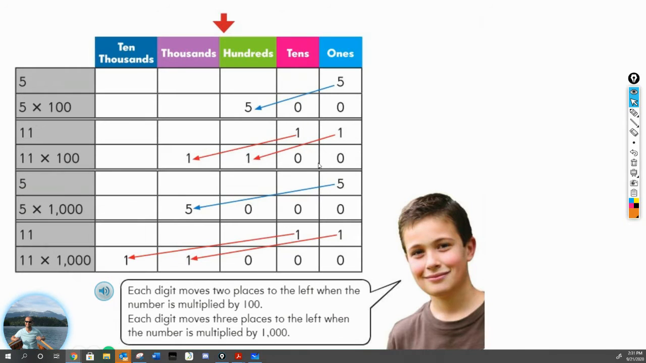Okay, so if you recall, yesterday we looked at sliding the chips in the place value chart in order to do this multiplication. Today we're just moving the digits in the numbers. 5 times 100 involves moving the 5 over 2 places. 11 times 100, moving every digit over 2 places to the left. And when you're going by 1,000, every digit goes over 3 places, and then you fill in behind that with zeros. So this smart gentleman right here tells you that each digit moves 2 places to the left when you multiply by 100 and 3 when you multiply by 1,000.